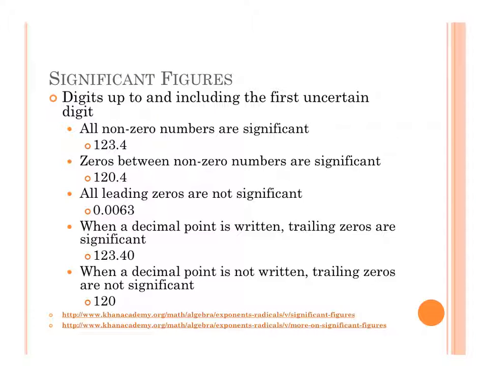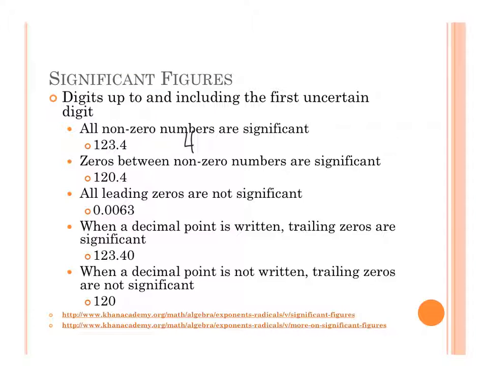The first rule is that all non-zero numbers are significant. This is the easiest one, and it doesn't usually trip students up too much. For example, in a number like 123.4, that has 4 significant digits because all of the numbers in 123.4 are not 0. So they were all written there for a reason. None are placeholders. They're all significant.